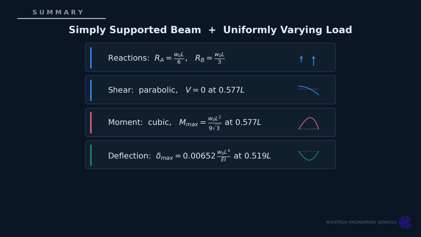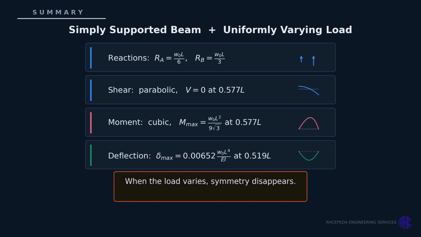The key lesson: when the load varies, symmetry disappears, and every maximum shifts toward the heavy end.